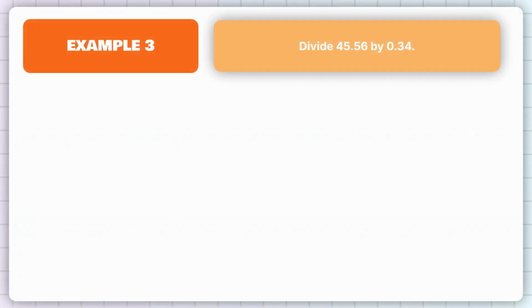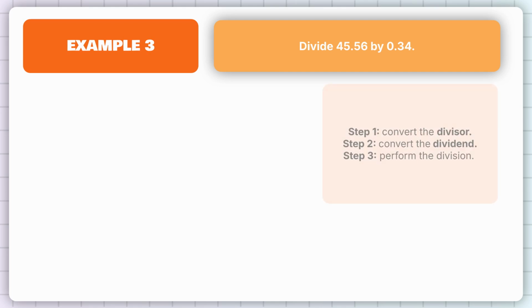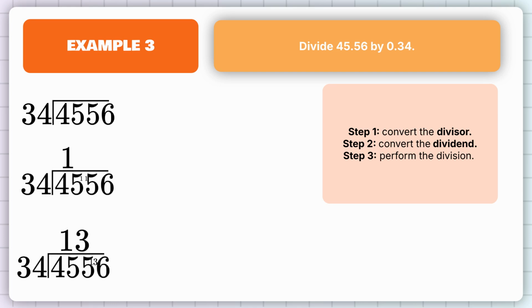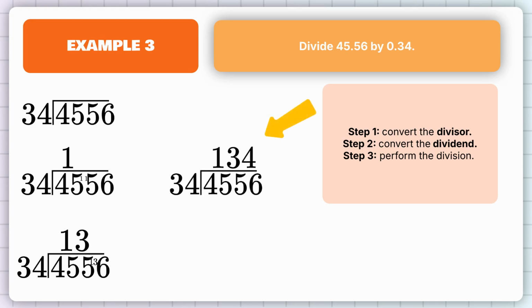To finish, let's tackle a more challenging example. Divide 45.56 by 0.34. Again, we must start by converting the divisor and dividend into whole numbers in order to perform the division. So, in our case, 45.56 divided by 0.34 becomes 4,556 divided by 34. Next, perform the division. After the following steps, you will reach a conclusion of 45.56 divided by 0.34 equaling 134.